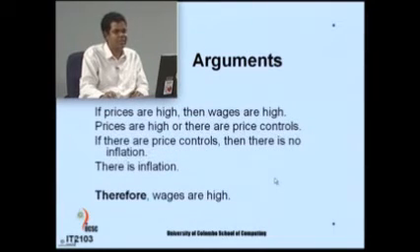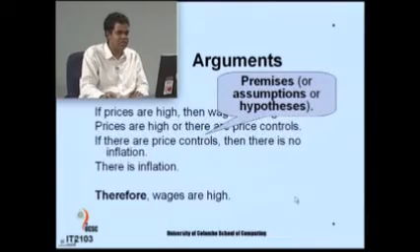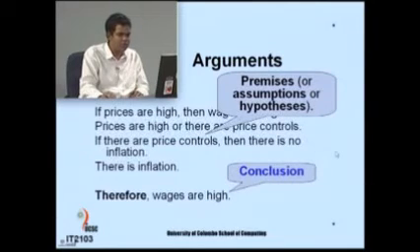The final topic we are going to consider in this lesson is the topic of arguments. Typically, an argument is a series of propositions, or we say premises, assumptions or hypotheses, followed by a conclusion. In this example, we see: if prices are high, then the wages will be lower. If prices are high or there are price controls. If there are price controls, then there will be no inflation. There is inflation, therefore wages are high. So, typically an argument is a whole lot of propositions known as premises followed by a conclusion.